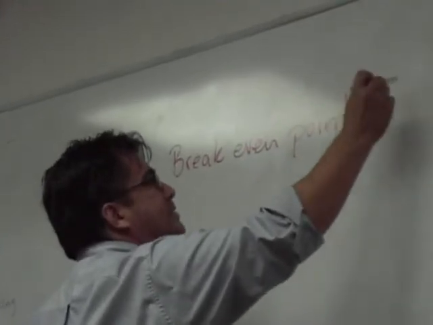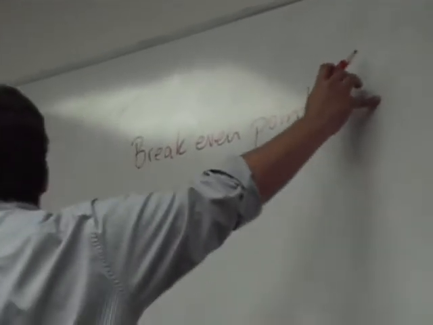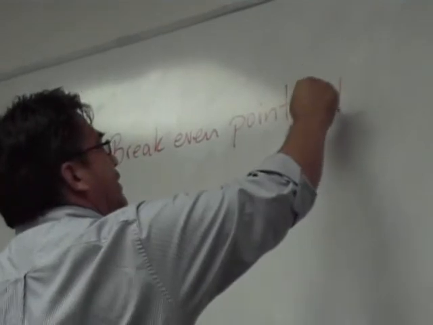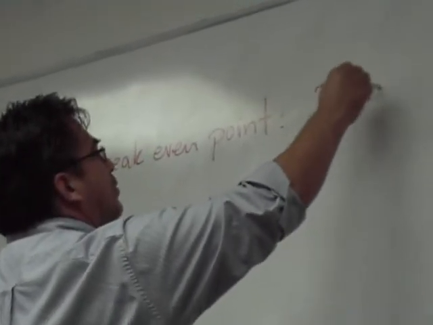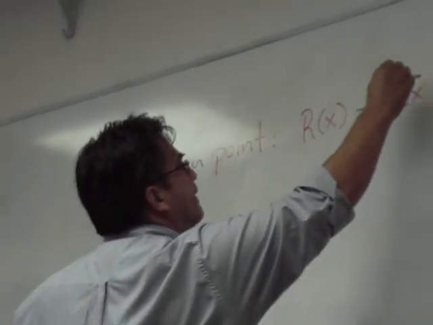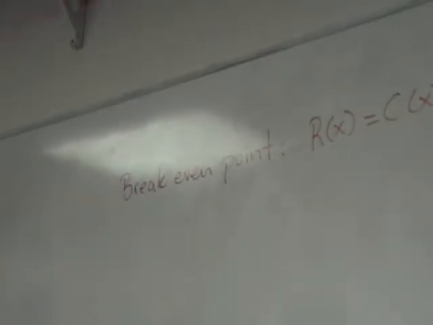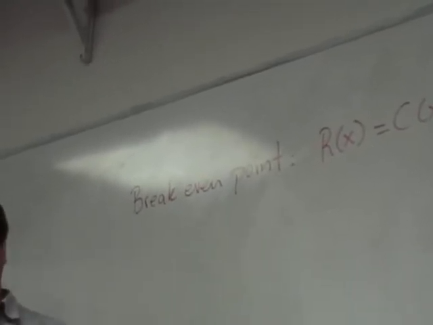The break-even point happens when revenue equals cost. Or would it be exceeds cost? That wouldn't be that. Then you have a profit. When your revenue is more than your cost, you're not breaking even. Now you're in the positive, and that's eventually where you want to be.